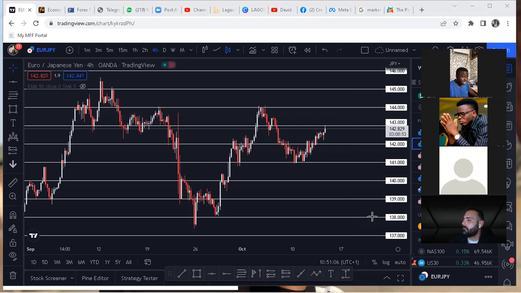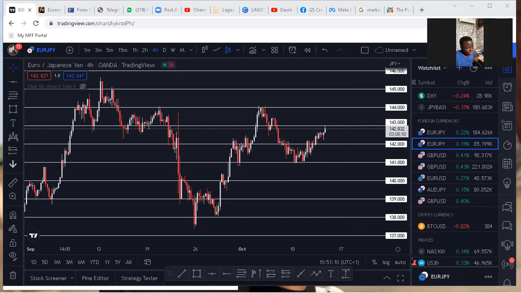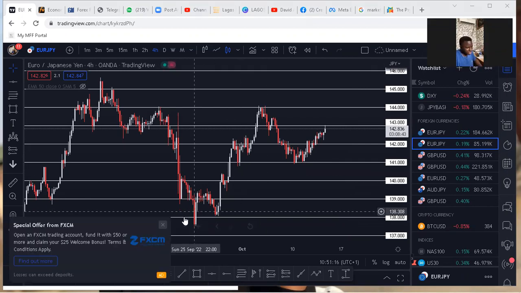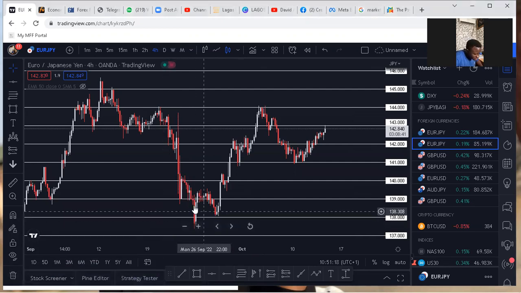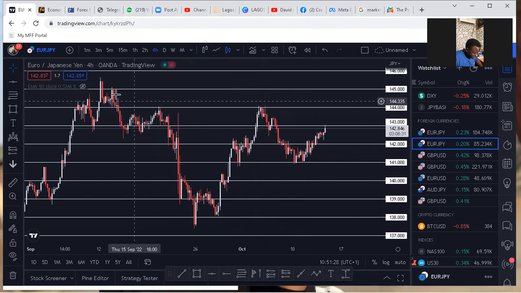So I said for every time market gets to the psychological level, what does market do? It either runs away or it becomes a support or a resistance. Look at it. This is a psychological level. Another block was formed there. This is one here, this is one here, twice, this is one here.